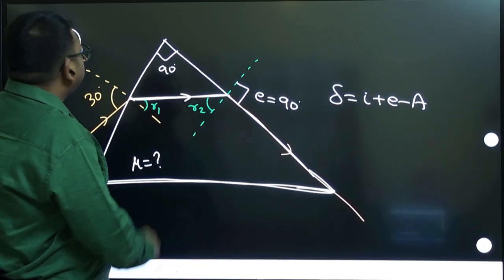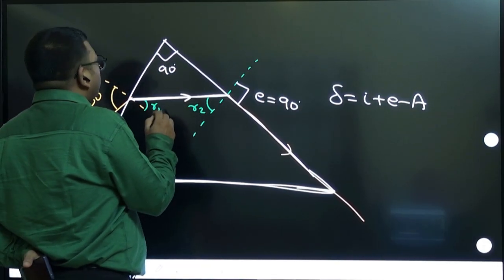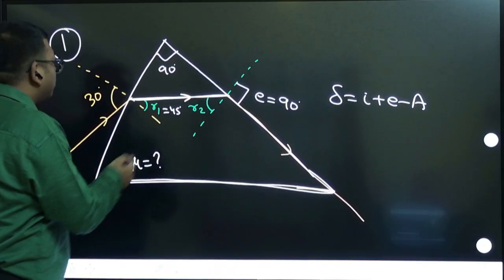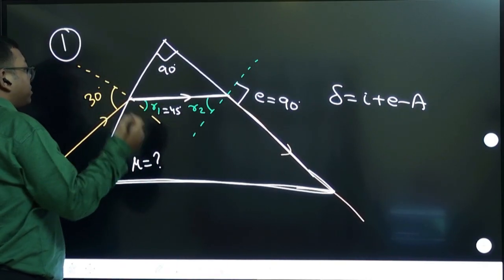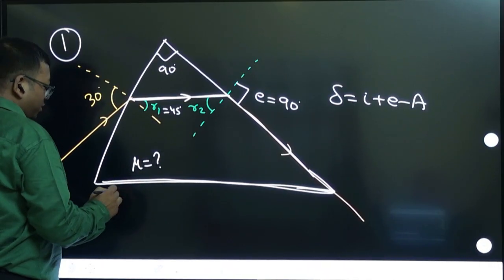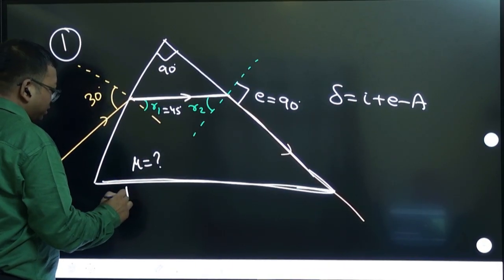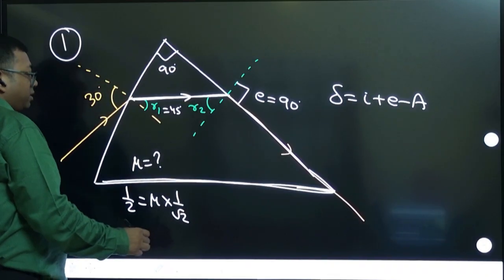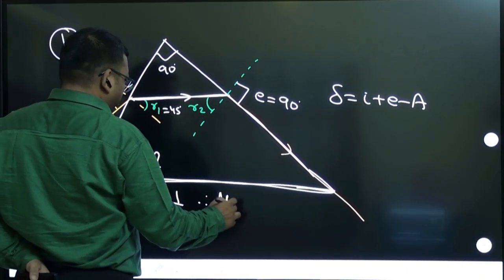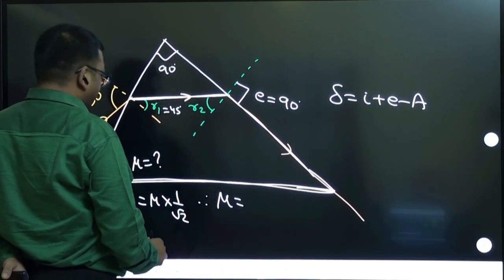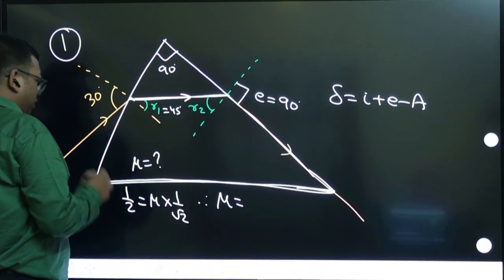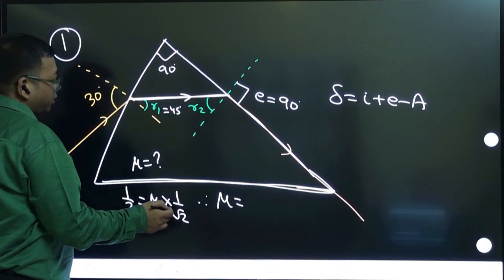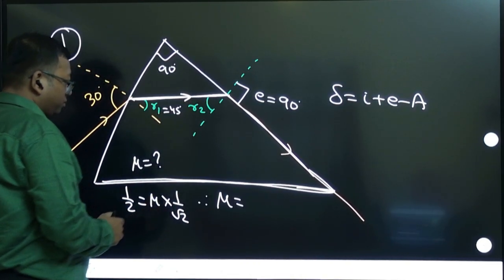Half it will come directly. We can take half also here, 45 degree. Then we can use this here also. Because it's a minimum deviation condition, we can take half. So here sin 30, half, is mu into sin 45, 1 by root 2. Correct? So from here mu will come. Now half here, it's 1 into sin of i, half, is mu into sin of 45 degrees, 1 by root 2.